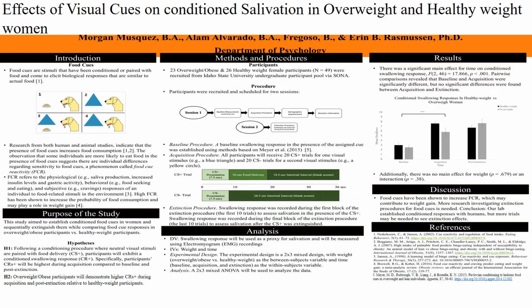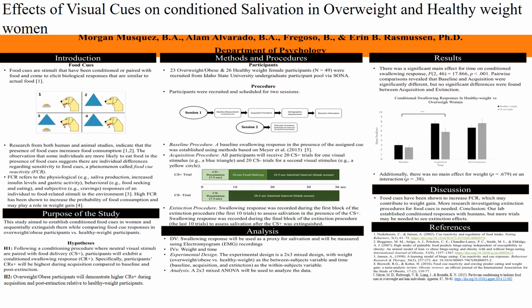Research from both human and animal studies indicates that the presence of food cues can increase food consumption, and it also demonstrated that some individuals are more likely to eat food in the presence of food cues. This observation suggests that there are individual differences regarding sensitivity to food cues, and there's an actual name for this phenomenon. It's called food cue reactivity, FCR for short.